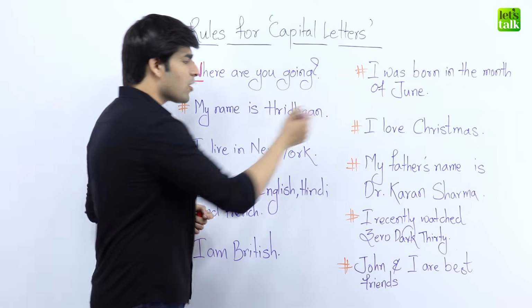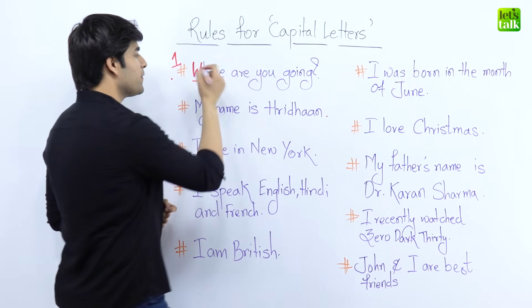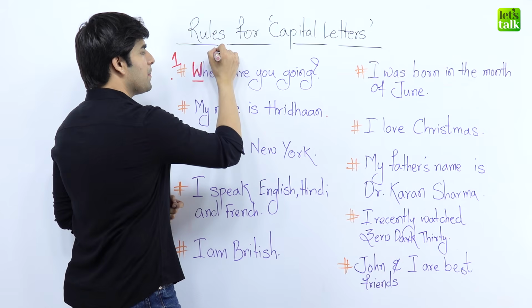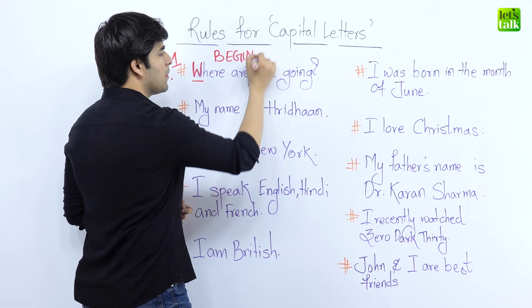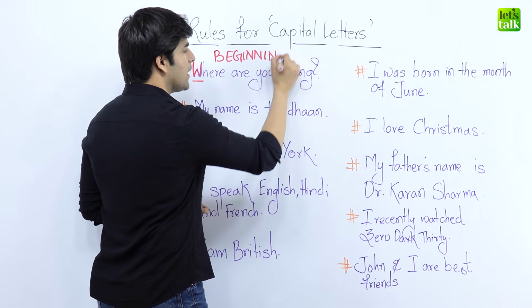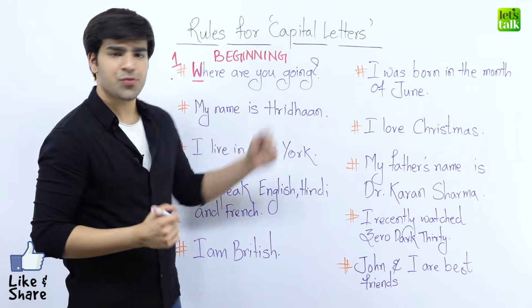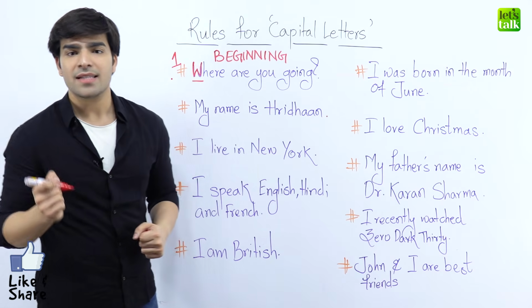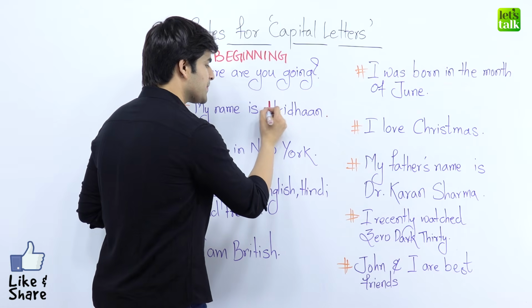Can you guess what is the rule here? The first one here, let's write the rule first, is beginning. The second one is, my name is Hridhaan. And the letter that I have capitalized here is H.